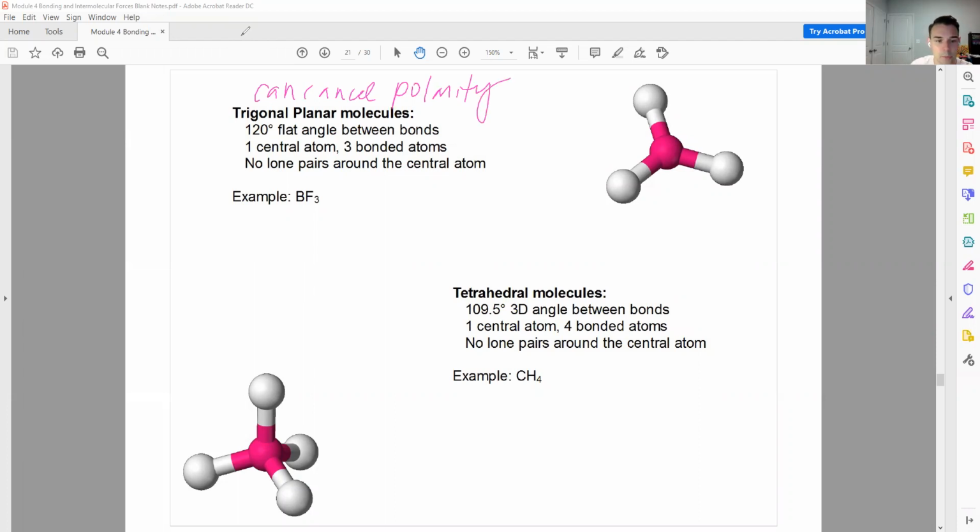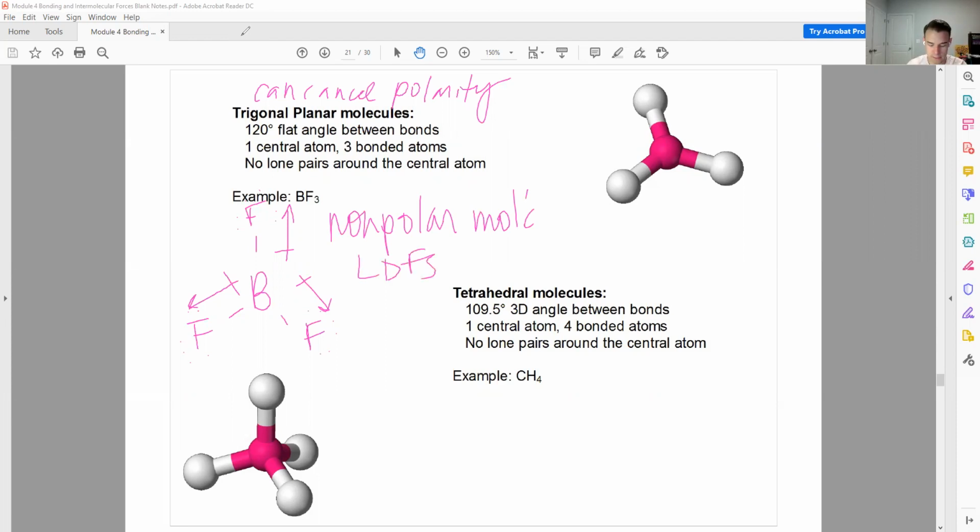Our example here is boron trifluoride. Remember, boron is one of those things that's totally okay breaking the octet rule with just 6. All right, so the fluorine we know is the most electronegative element. So if you get pulled in that direction, and that direction, overall, these will cancel out your polarity. Therefore, this will be a nonpolar molecule. Mol apostrophe c is the abbreviation for molecule. And it will have London dispersion forces as its intermolecular force.